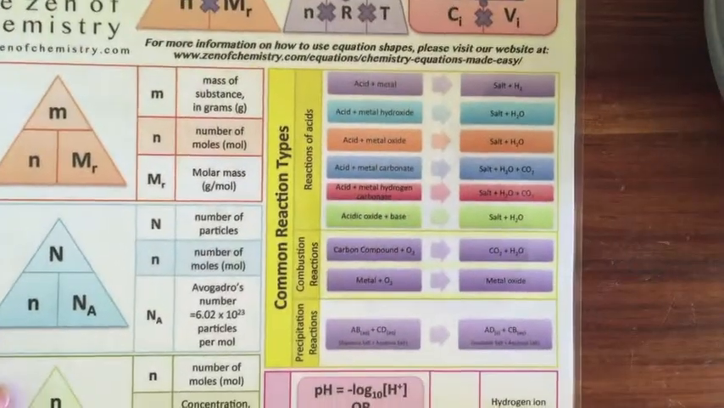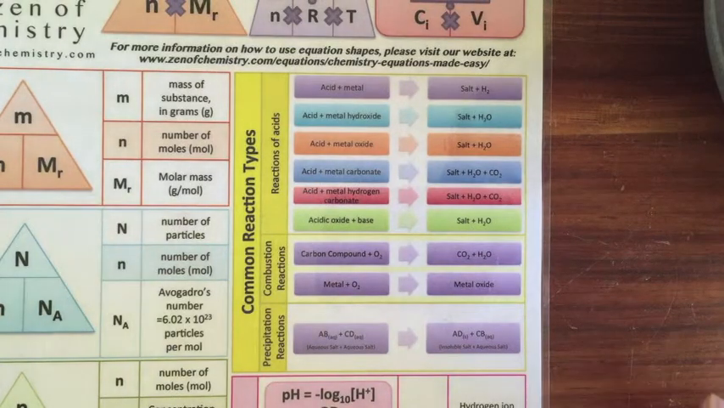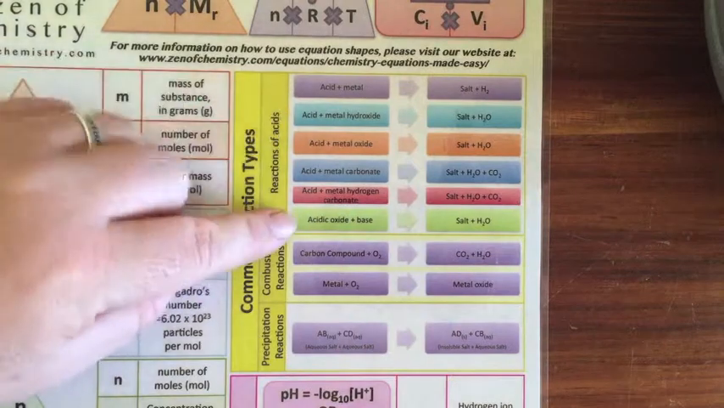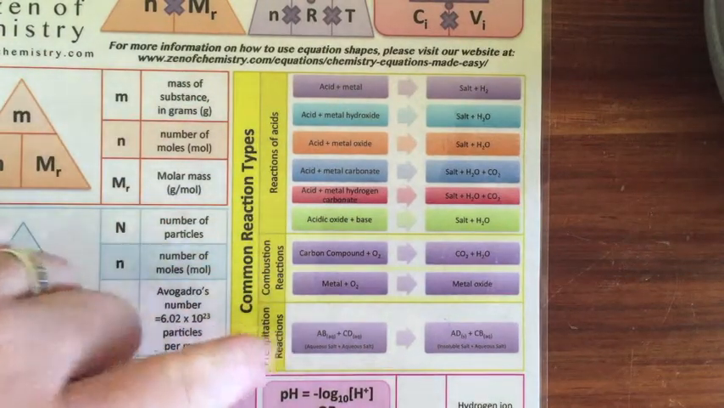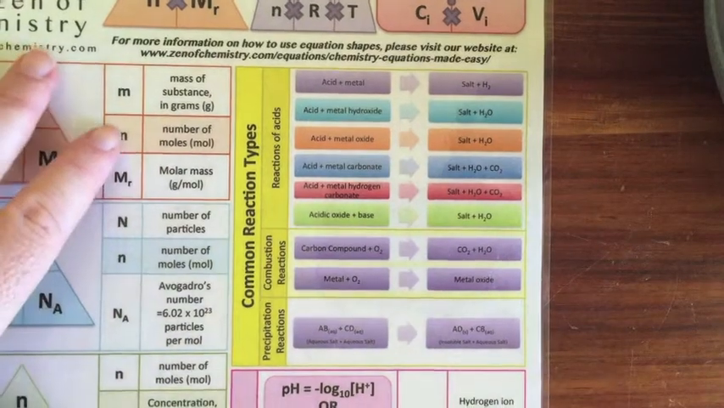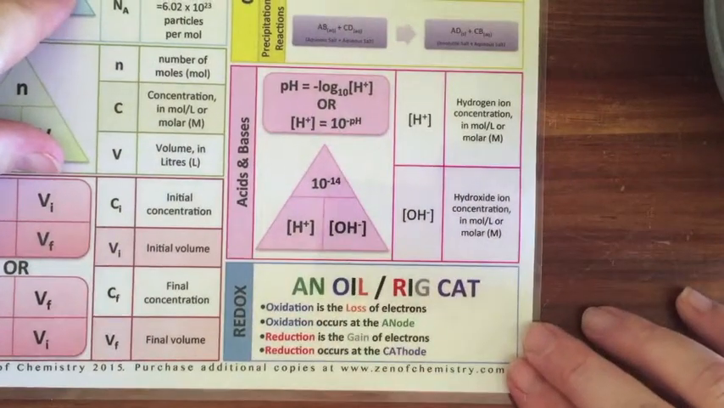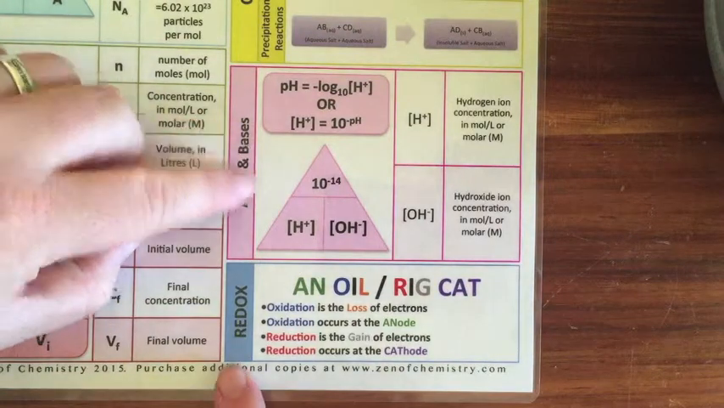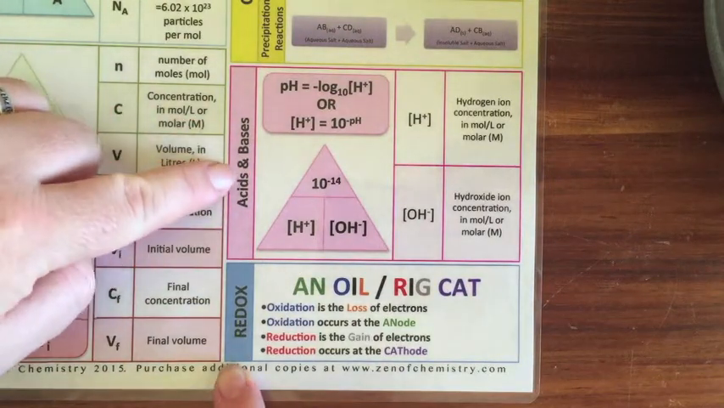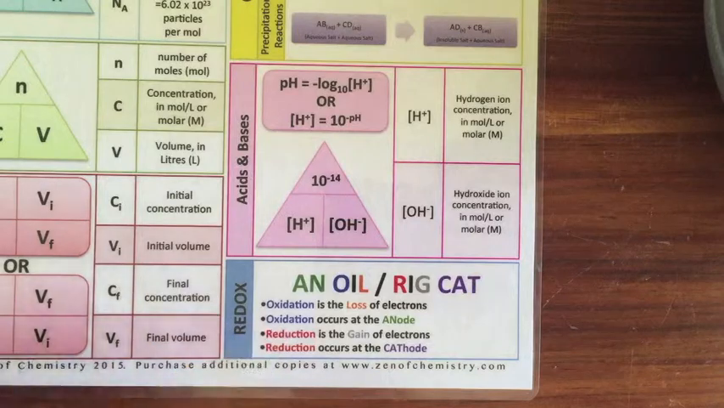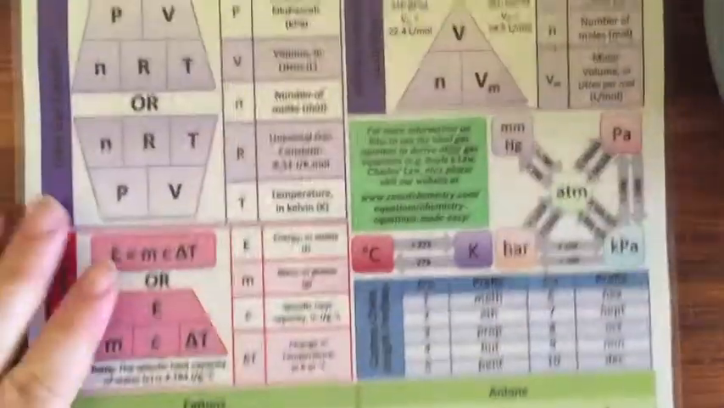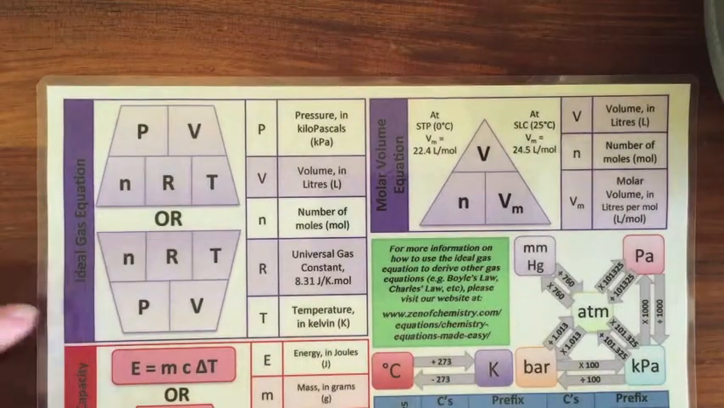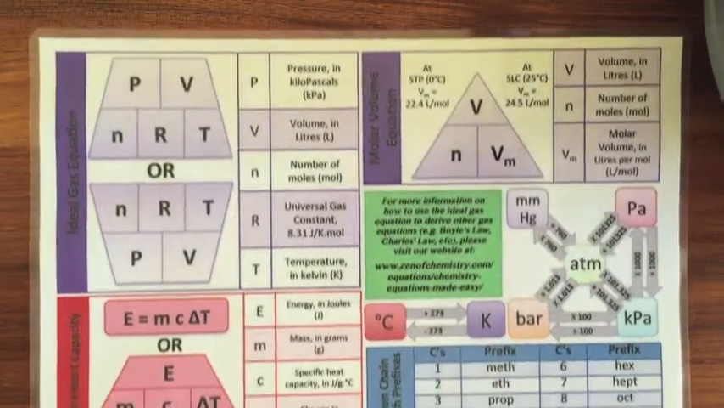If we come back over here, we've got a summary of all of our common reaction types. So we've got reactions of acids here, we've got combustion reactions, and we've got precipitation reactions. We scoot down the bottom and we've got our equations relating to acids and bases and some information about oxidation and reduction. We flip over, okay, we've got our gas laws in purple here.